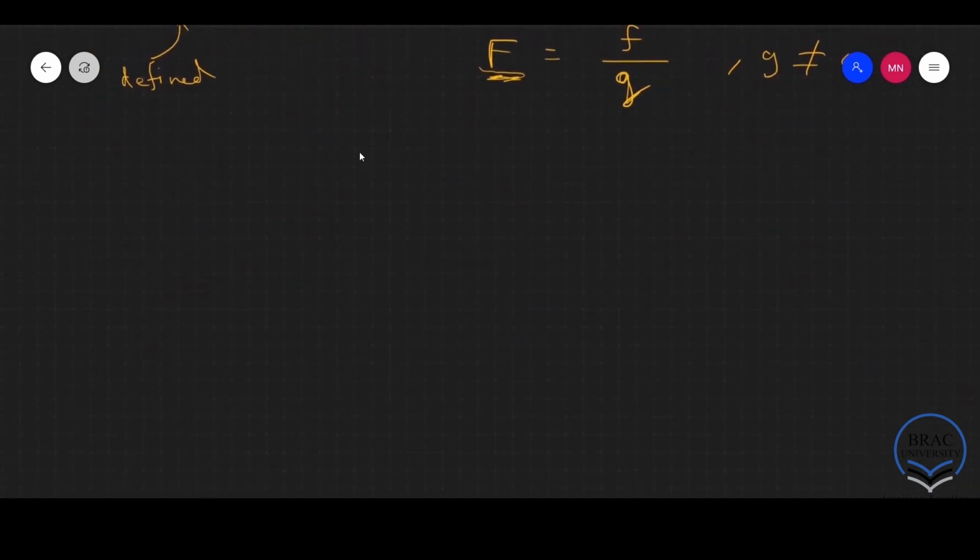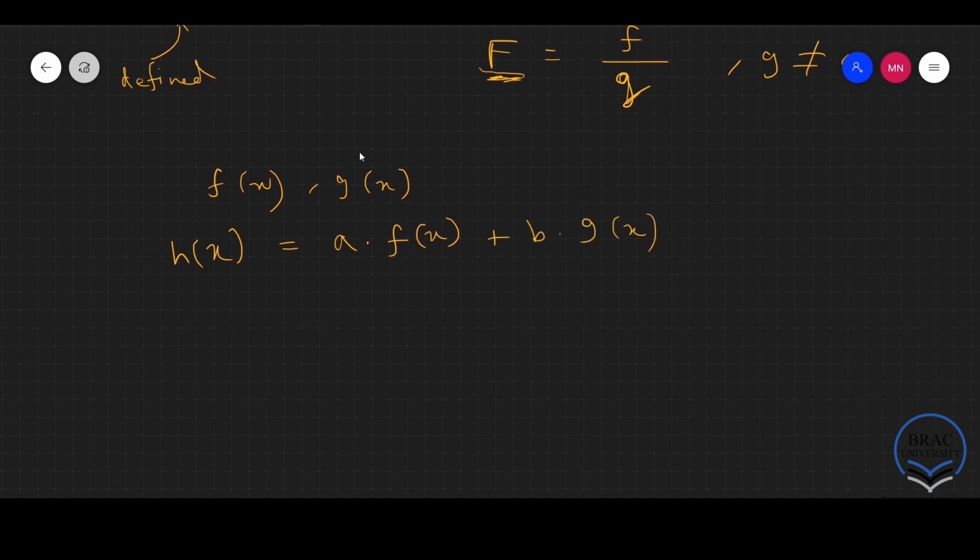Right. Now, similarly, with these functions f of x and g of x, we can also take the linear combination to generate a new function. So let's say h of x is equal to a times f of x plus b times g of x, right? So we're taking the linear combination of these two functions by multiplying these functions with some constants a and b, and then taking their sum. And that gives us a new function, h of x. So we can easily generate a new function by taking the linear combination of two other functions, given that these two functions are defined.